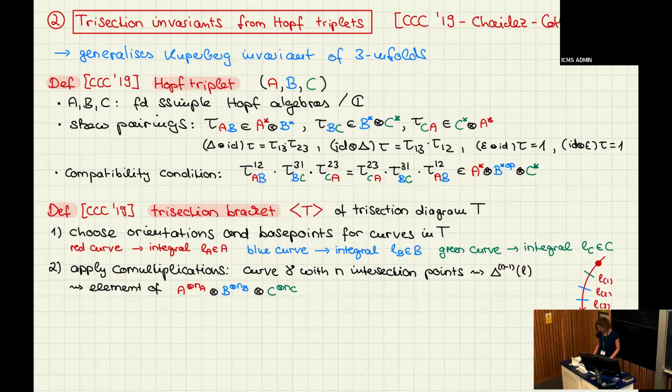And this n-1 fold coproduct of the integral that is assigned to the curve is then associated to the different intersection points. So I start here at the base point, and then the first intersection point gets the first copy, second intersection point the second, and so on. And if you do this to all the curves, you get some element of some big tensor product of the Hopf algebras A, B, and C where each Hopf algebra comes up as often as you have intersection points with curves of that color.